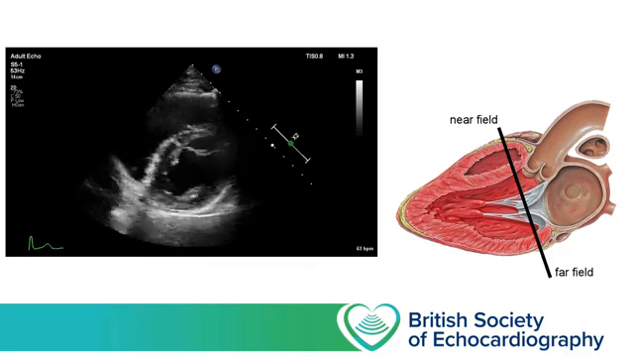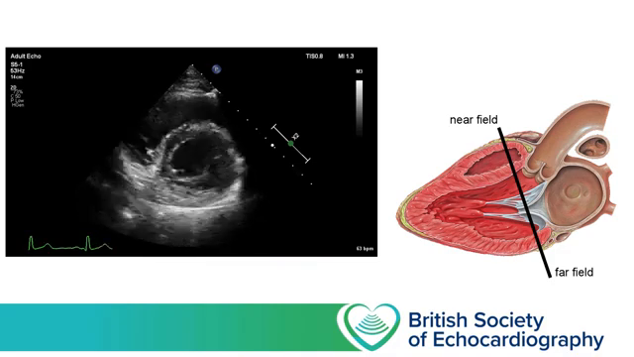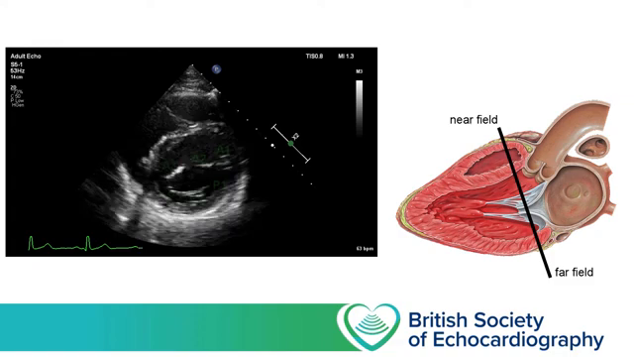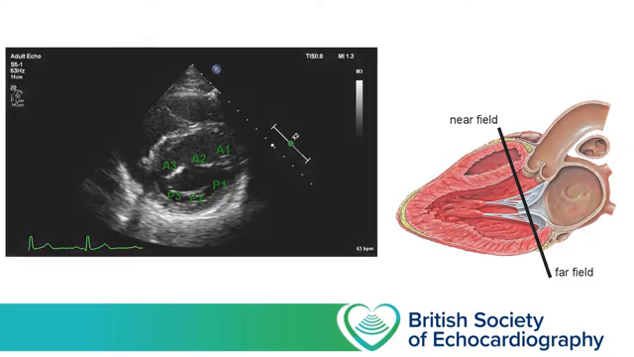We can see all of the valve, with the anterior leaflet in the near field and the smaller posterior leaflet in the far field. We can see the entire length of the coaptation line, and this view of the valve and the valve orifice is often said to resemble a fish mouth.